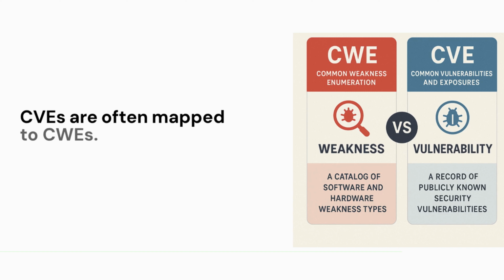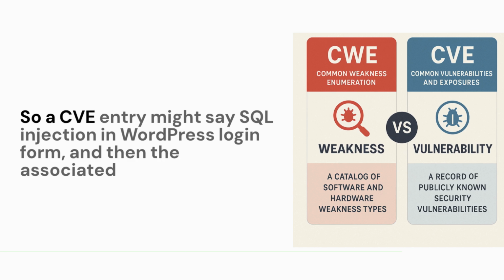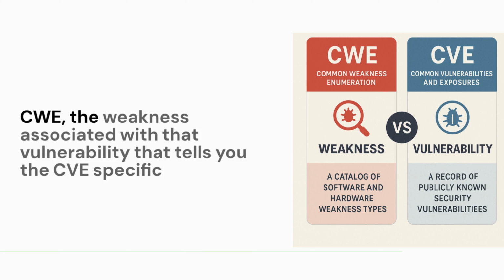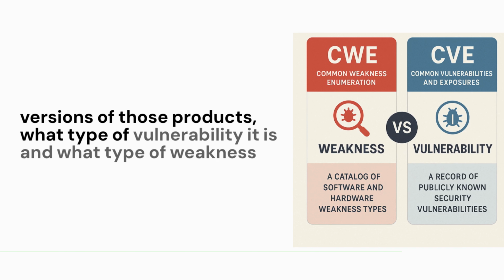CVEs are often mapped to CWEs. A CVE describes a specific vulnerability, and it will reference one or more CWE identifiers to explain what type of weakness it is. So a CVE entry might say SQL injection in WordPress login form, and then the associated CWE, the weakness associated with that vulnerability. That tells you the CVE specific vulnerability identifier, what products it affects, what specific versions of those products, what type of vulnerability it is, and what type of weakness it is.